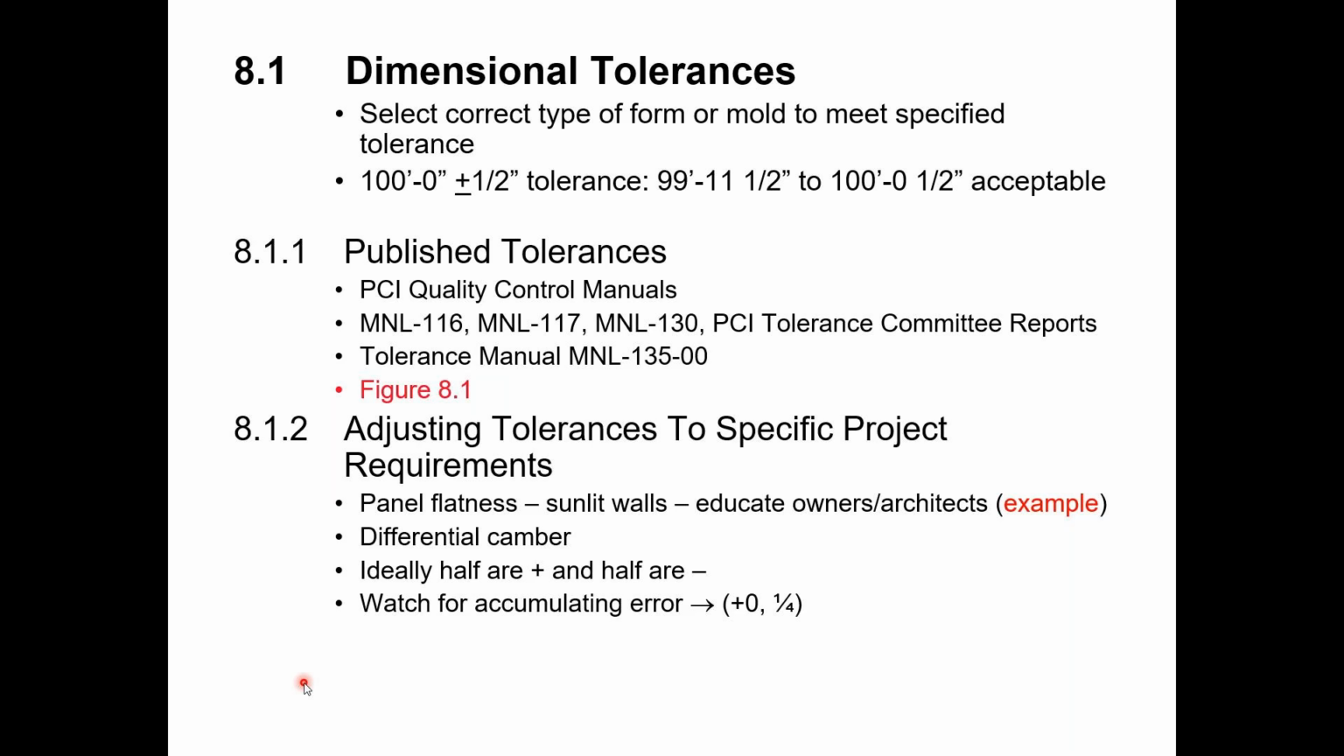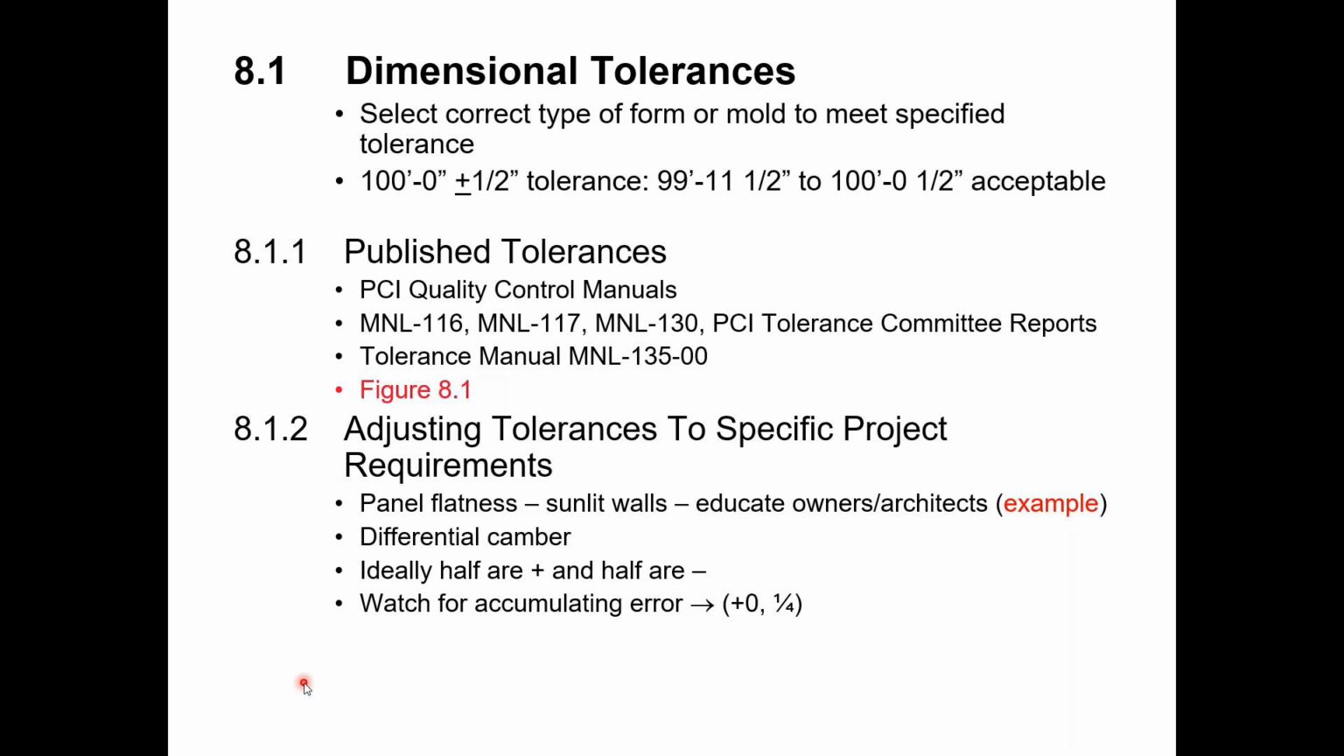The second bullet there is just telling you what it means if you see these dimensions written out in this format on a set of drawings: 100 feet 0 inches plus or minus 1/2 inch tolerance. That's telling you, or whoever's doing the setup, that the overall length could be 99 feet 11 and 1/2 inches, all the way up to 100 feet 0 and 1/2 inches. That's what that first dimension is telling you. As long as it's within that range, then it's okay.